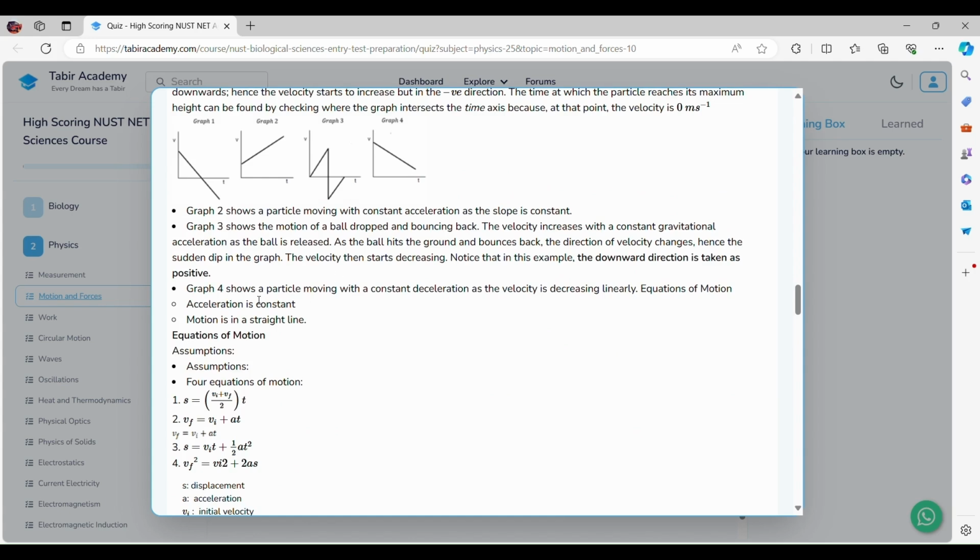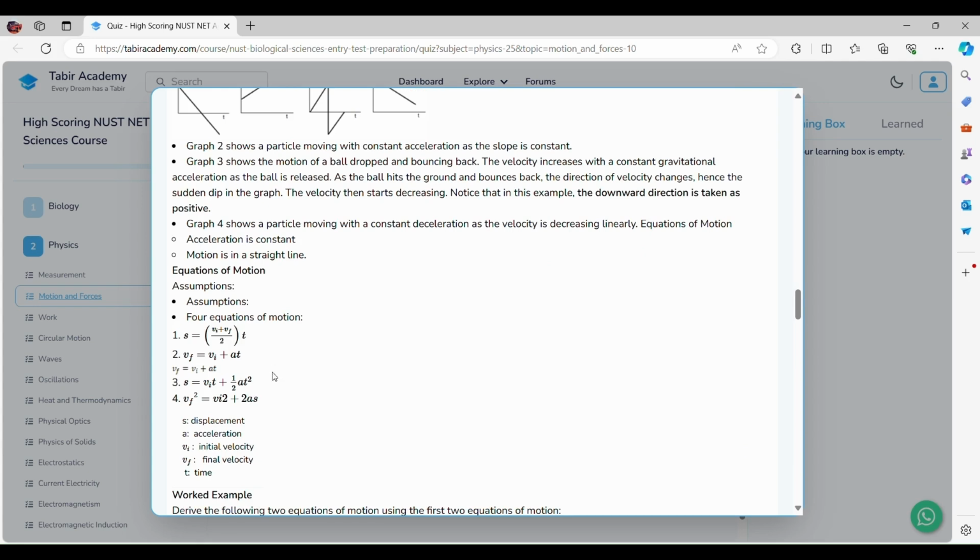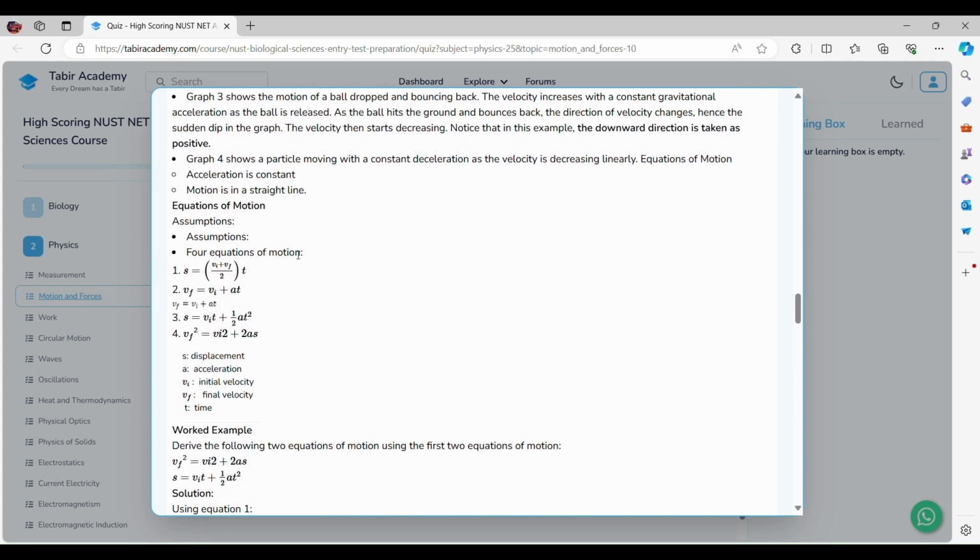Equations of motion में acceleration is constant, motion is in a straight line. अब आ जाती है हमारी 4 equations of motion. Assumptions. 4 equations of motion. S is equal to (Vi plus Vf) over 2, multiplied by t. Vf equals Vi plus At. और third है S equals Vit plus 1/2 At square. 4 is Vf square equals Vi square plus 2As.